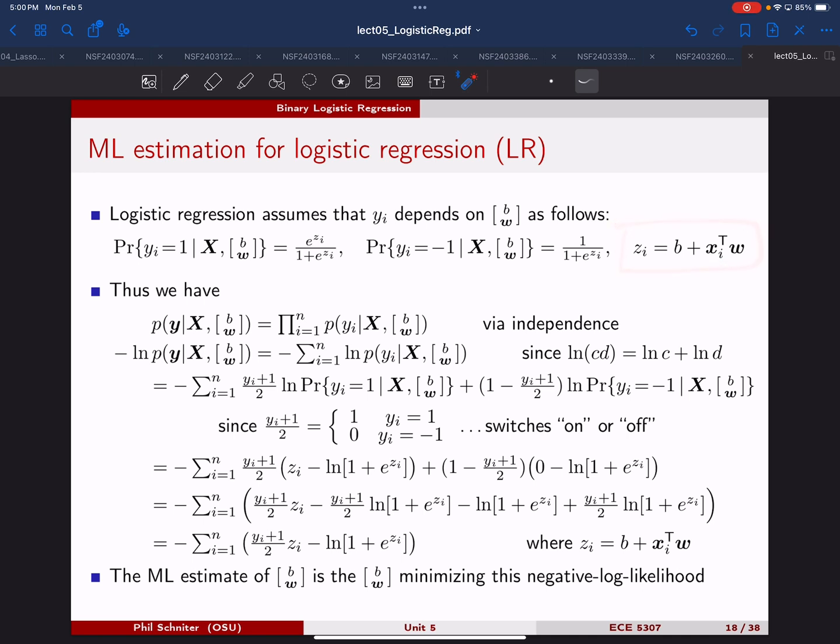So here we have our ith training feature vector. We have our parameters b and w. And so this is what we get in the case that y equals 1. Is everybody with me there?